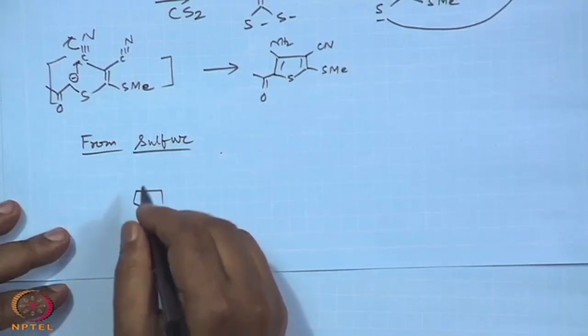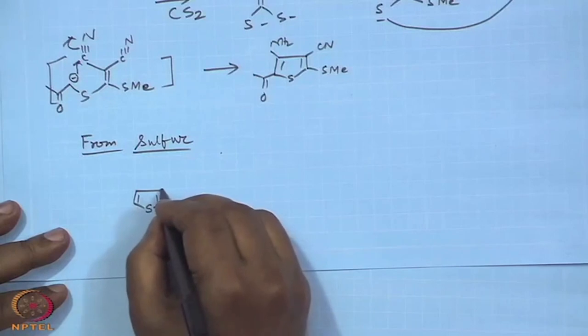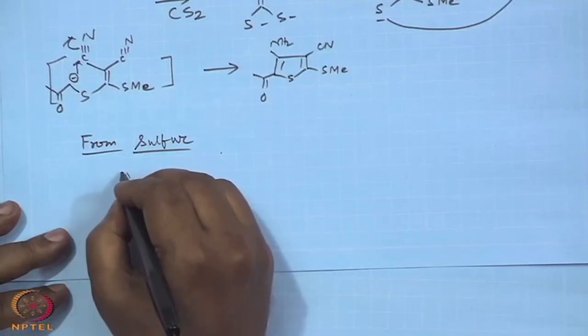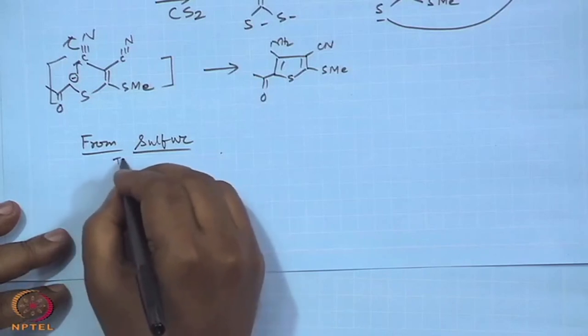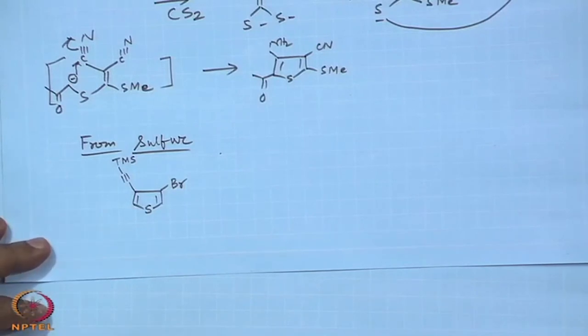What you will see here, you start from a thiophene and with an alkyne side chain. Alkyne again, we have seen it before. Alkyne has been a very good precursor for heterocyclic synthesis because of the cyclizations, okay, endocyclizations.